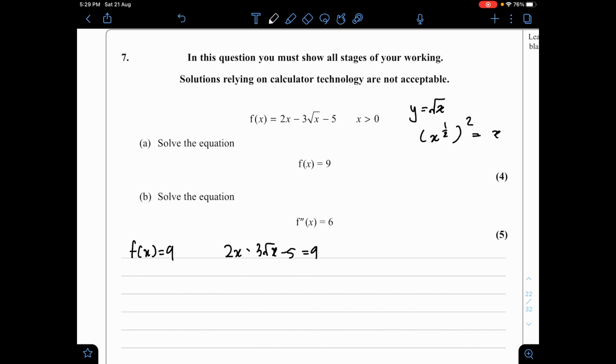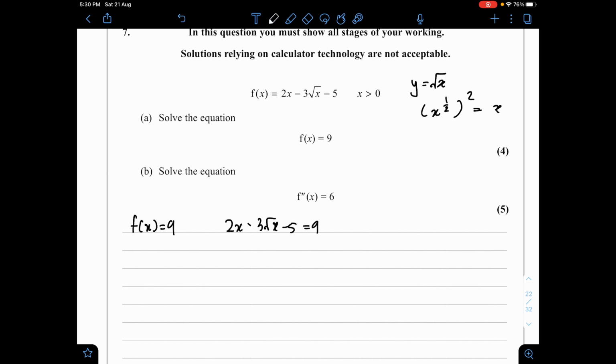So what we can do is just use y instead of root x if we don't understand what's going on here. So this will be 2y squared minus 3y minus 5 equals 9. So this is simpler: 2y squared minus 3y minus 14 equals 0. Now what? We can factorize this, right? This is factorizable. So this will be (2y minus 7)(y plus 2).